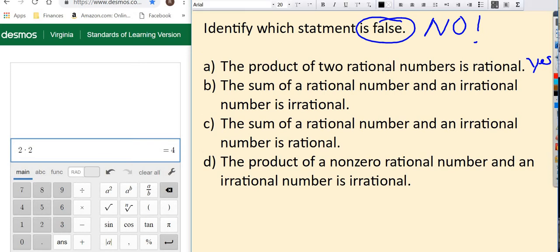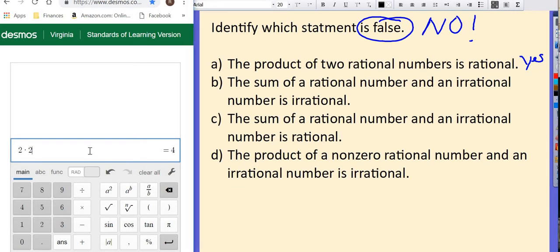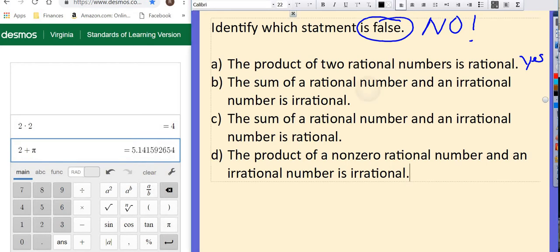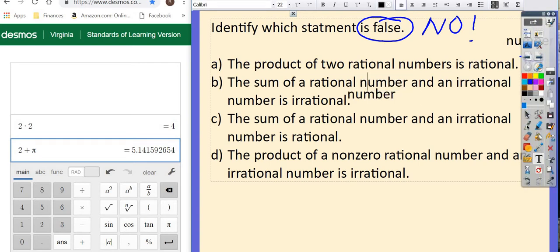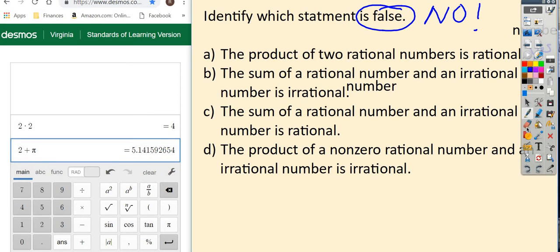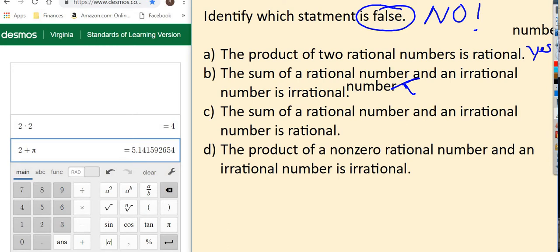The next one says the sum of a rational number and an irrational number is irrational. So 2 plus pi is definitely irrational, so that one is also true. You got to remember that when you put an irrational number anywhere near anything else, then you know it's definitely going to be irrational.